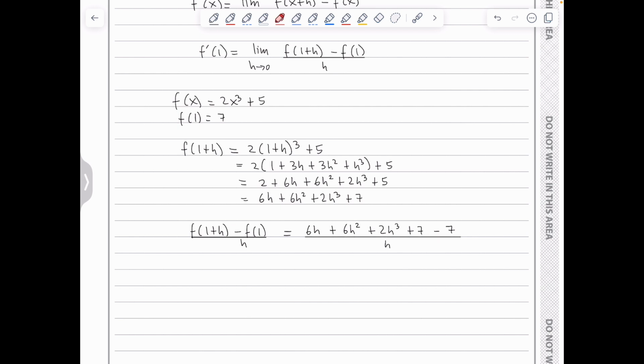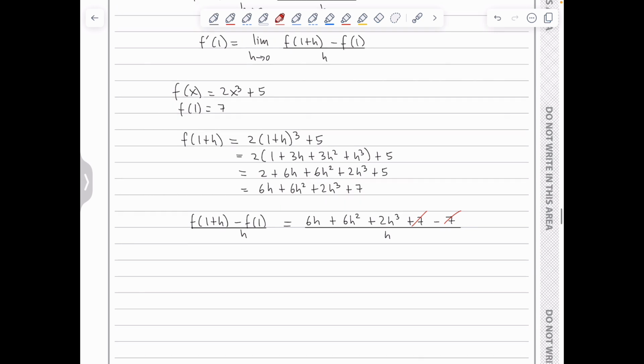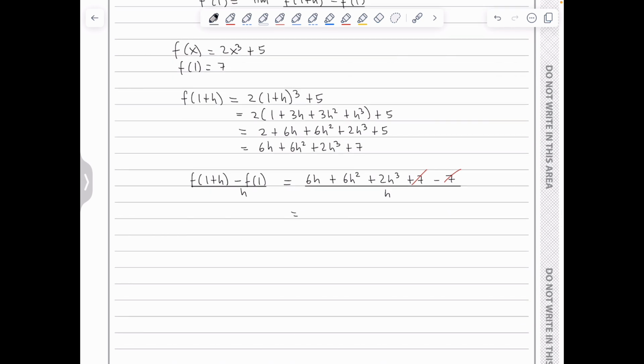We notice that the 7 with the 7 will cancel out, and if I divide throughout by the h, I get 6 plus 6h plus 2h squared, and therefore f dash of 1 is the limit as h tends to 0 of 6 plus 6h plus 2h squared, and the limit as h tends to 0 means I'm treating h to be practically 0, so these will be 0 and these will be 0, and this will simply give me an answer of 6.